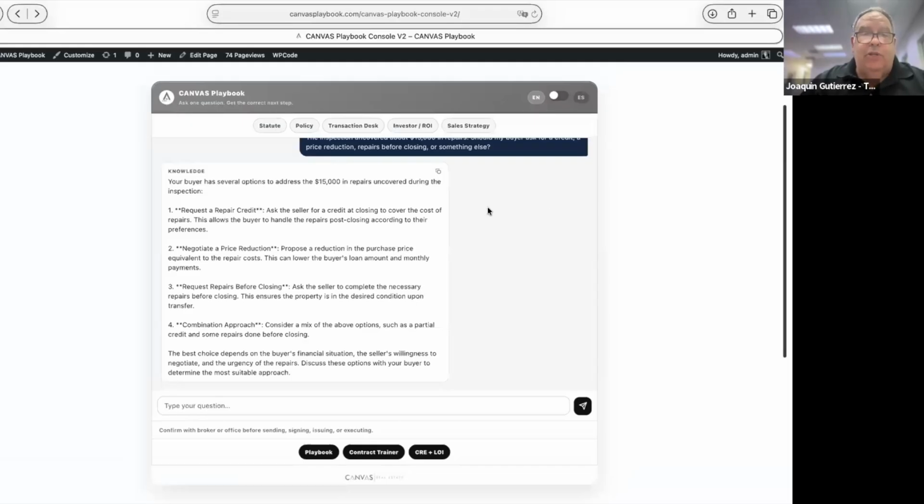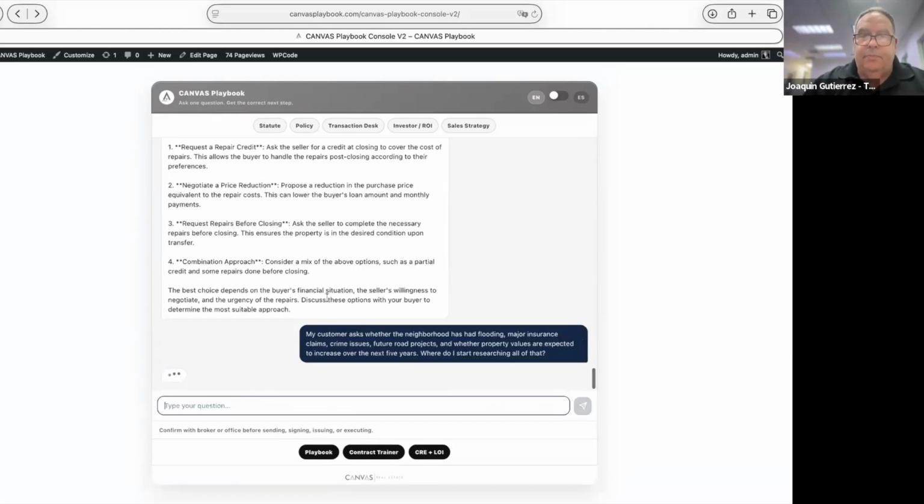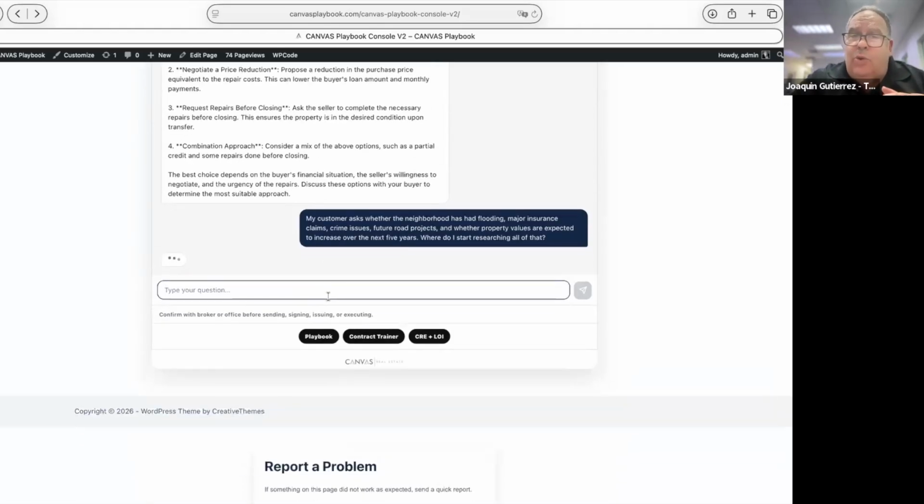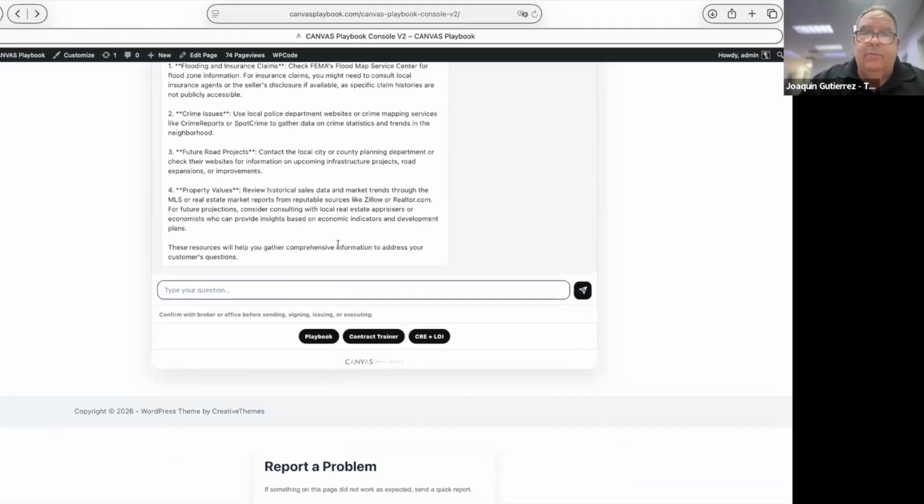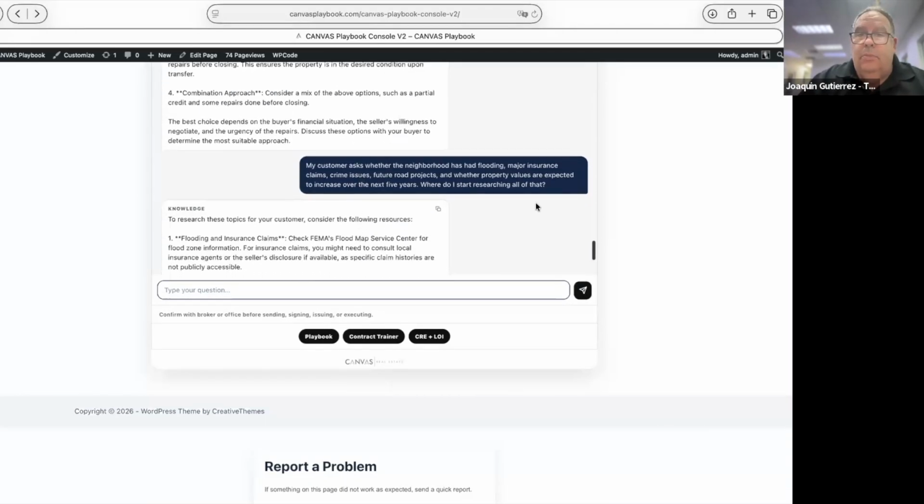Difficult research question. Let's see what this one says. My customer asked whether the neighborhood has had flooding, major insurance claims, crime issues, future road projects, and whether property values are expected to increase over the next 5 years. Where do I start researching all of that?